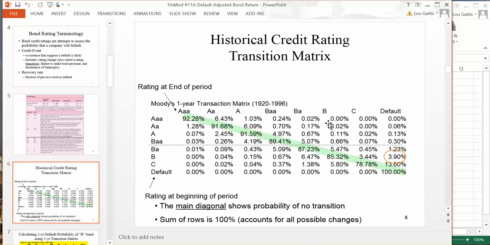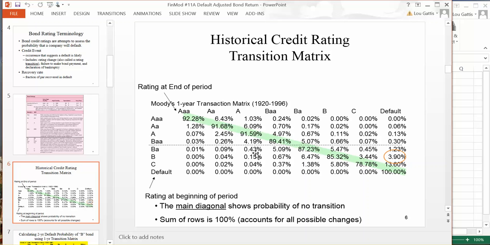And if I go to, say, a B rated bond, so if I buy a B rated bond today, historically, 85% of the time, it'll be a B rated bond next year. 6% of the time it's been upgraded one notch, and a little less than 1% been upgraded twice. However, there's never been a B-rated bond that was upgraded to a AAA within 1 year. However, these are downgrades. I'm sorry, these are upgrades.